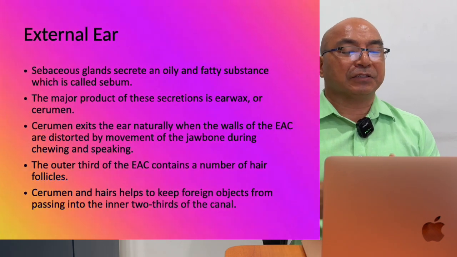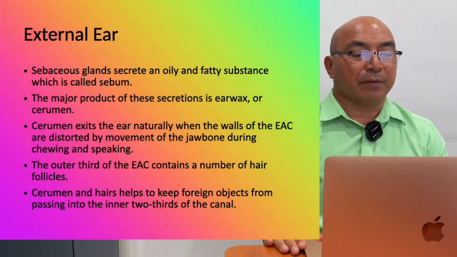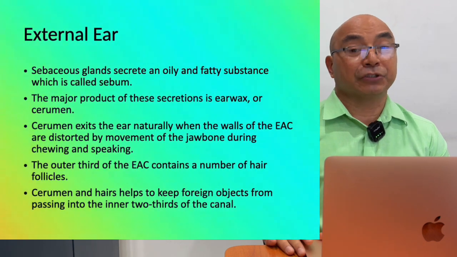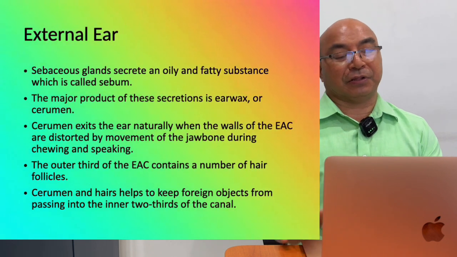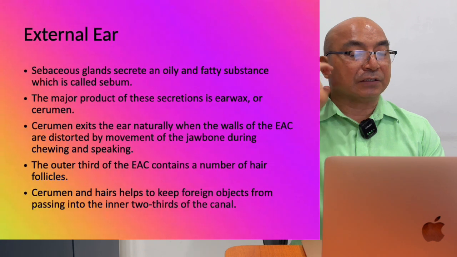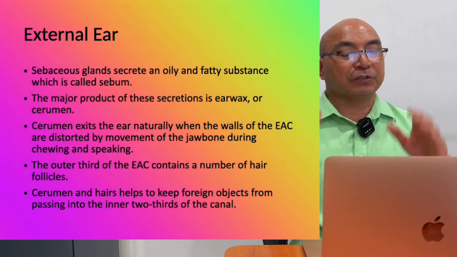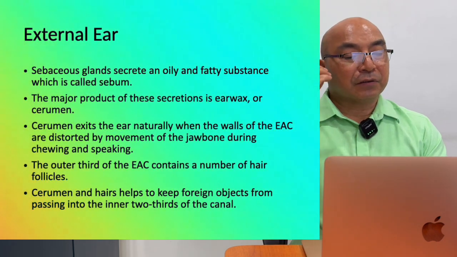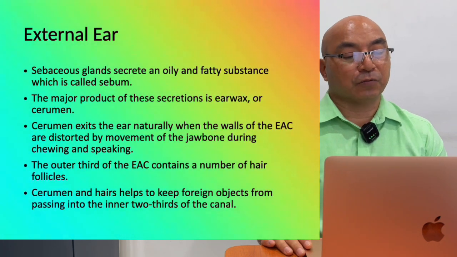Now the sebaceous glands secrete an oily and fatty substance which is called sebum. The major product of these secretions is earwax, or cerumen. The cerumen exits the ear naturally when the walls of the external auditory canal are distorted by movement of the jawbone during chewing or speaking. So this movement during chewing and speaking relieves the external ear of its wax.